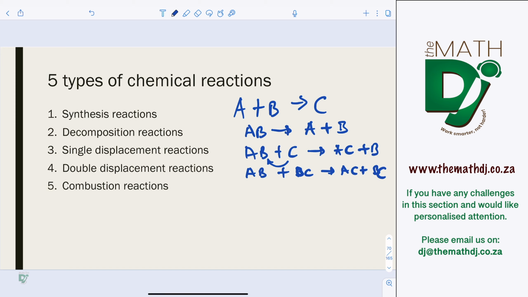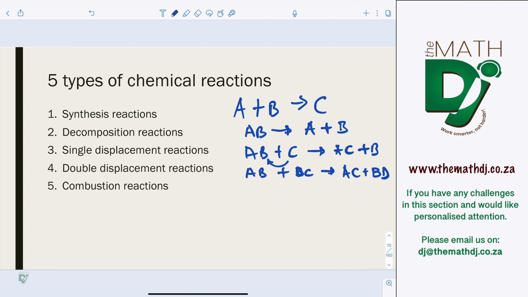Okay, there's a mistake here. I need to say it's AC plus BD. So this is a double displacement.